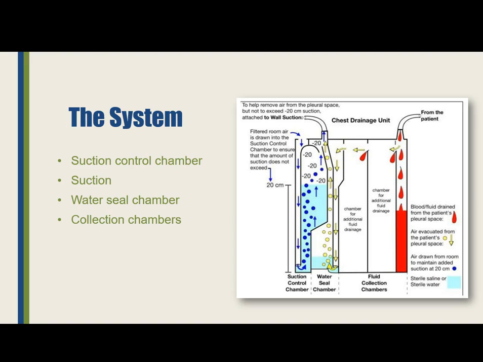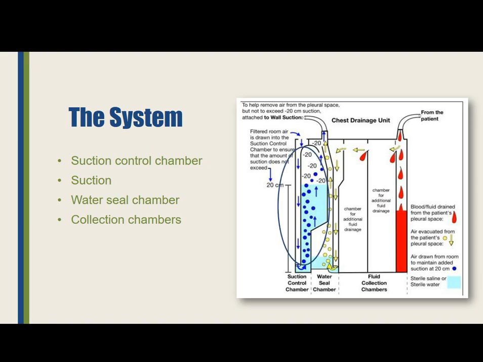Here is an example of the system itself. It is meant to be a closed system. You do not empty this unit. If all of the collecting chambers fill, you need to change the whole system. Let me go through this chamber by chamber.